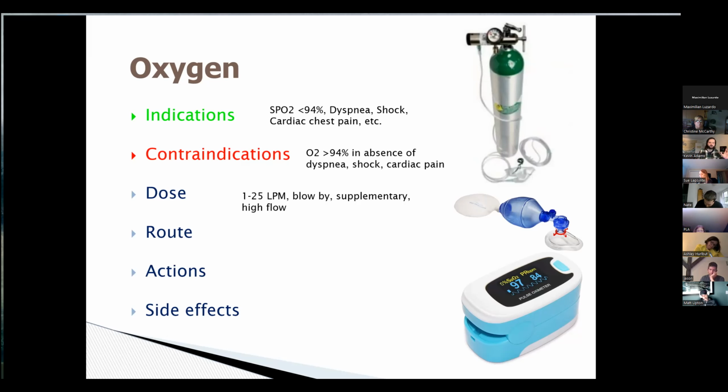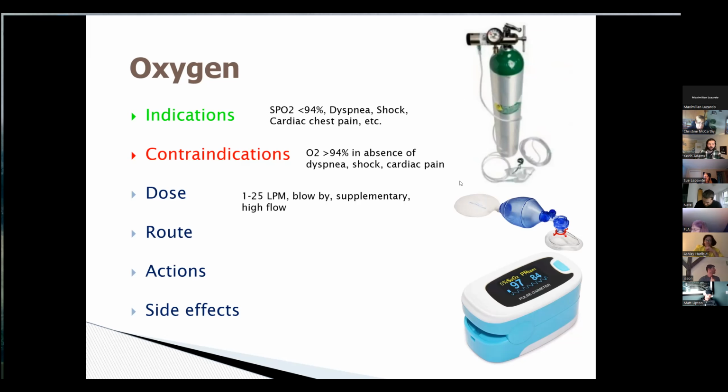Like 1 liter per minute might help a little bit, but that's going to be more for people who are on at-home oxygen, who might need just a little bit. And then 6 liters per minute on a nasal cannula will just be really uncomfortable for that patient. So 2 to 4 is usually what we use for a nasal cannula.